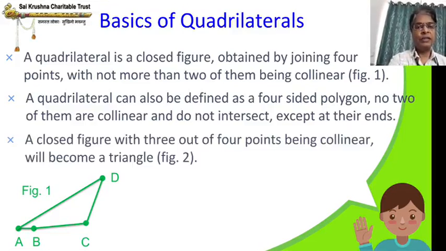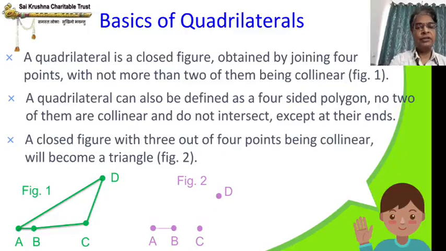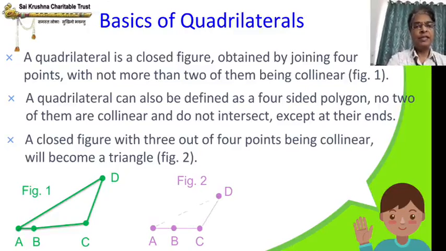A closed figure with 3 out of 4 points. Now coming back to the first paragraph, where I have written not more than 2: suppose 3 are collinear, what will happen? That will become a triangle. Let us see the figure. Now I am drawing A, B, C also collinear. So what happens? Now let us join AB, BC, CD, DA. Now it has become a triangle because ABC is one side. B is just a point on the side AC. AC is one side, CD is another side, DA is the third side. So 3 sides, 3 angles, and it's a triangle.